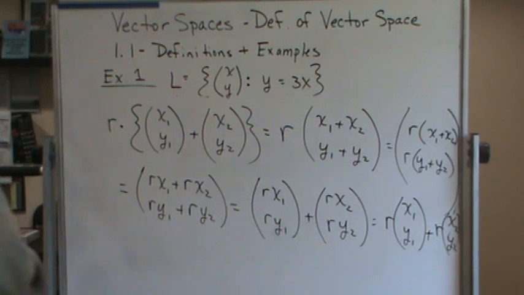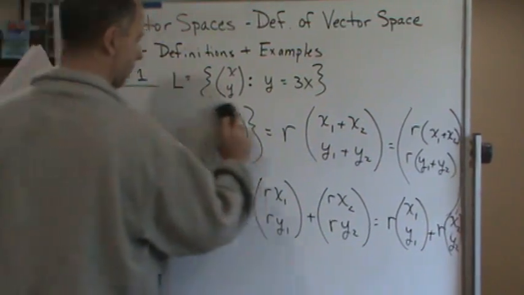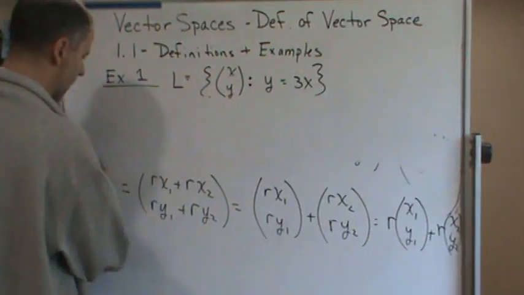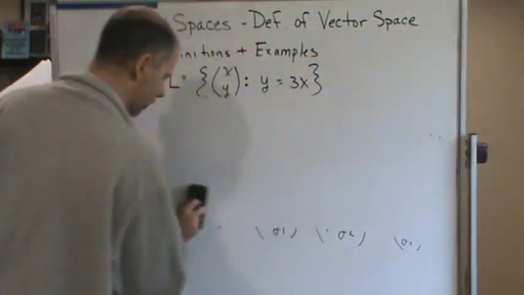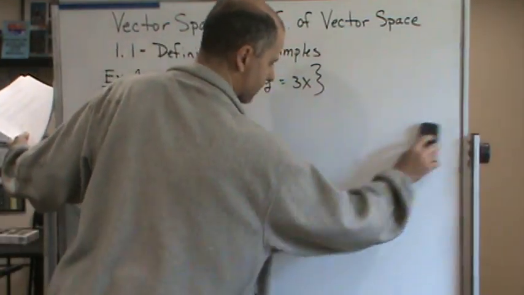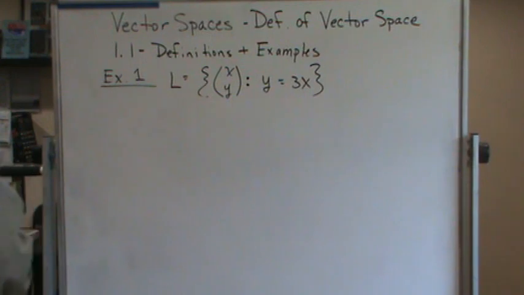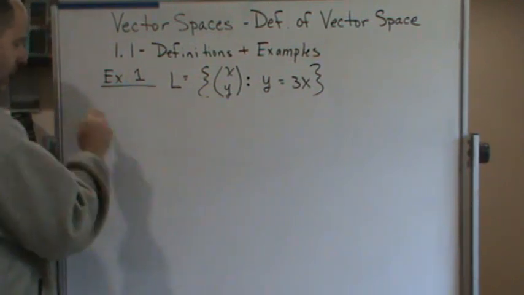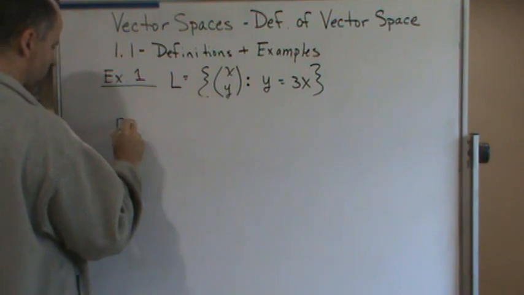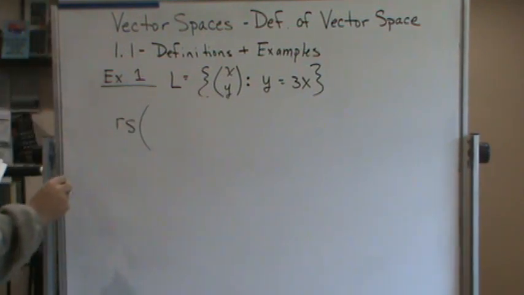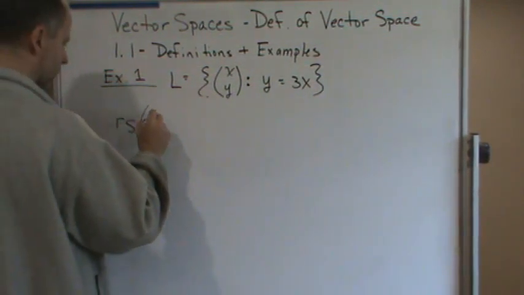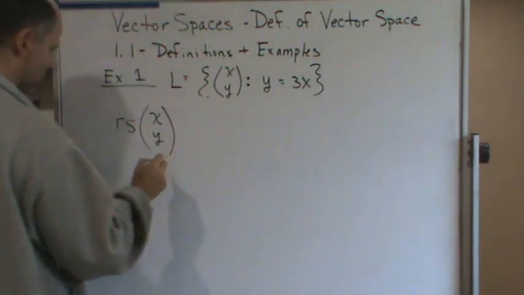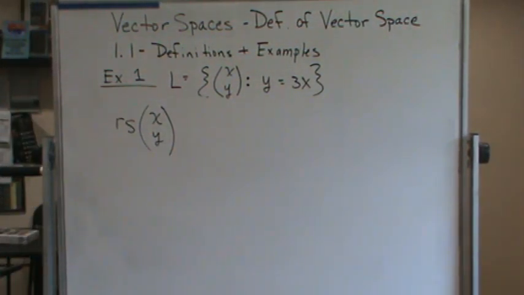Okay, the ninth condition. Okay, there's a lot of conditions here, but we have to check them all in order to show that this is a vector space. Okay, so now we're going to do the associative property for scalars, right? So here's what we're going to do. We're going to do Rs times (x, y).